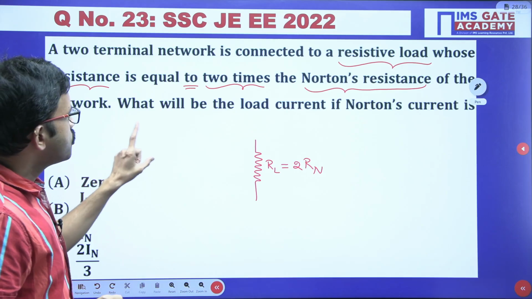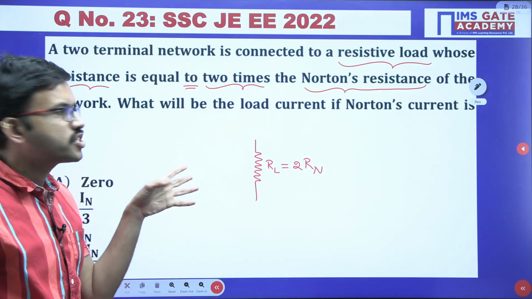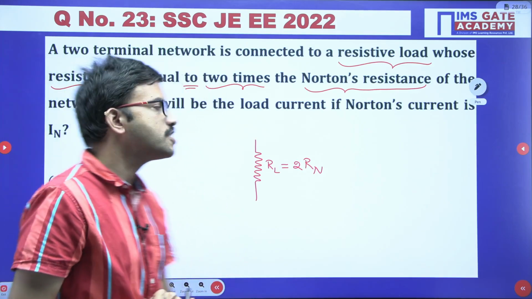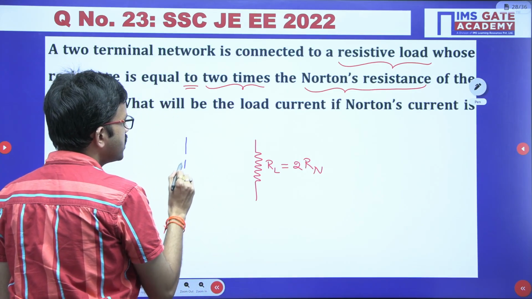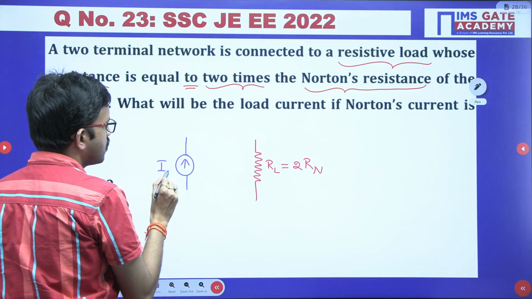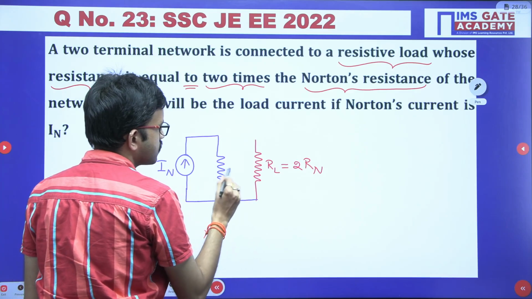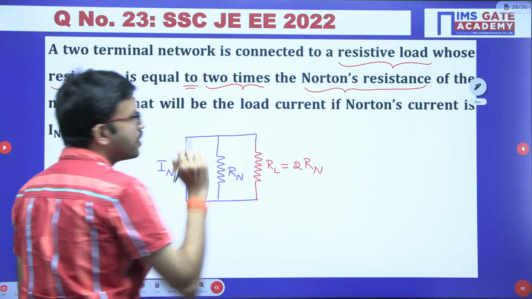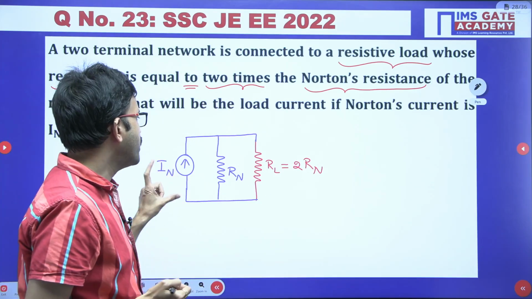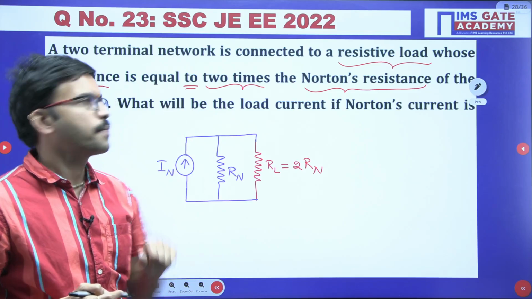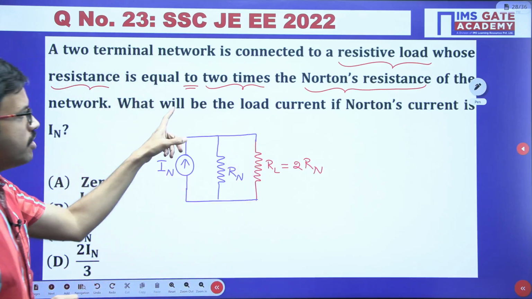Now the question is, whatever two-terminal network you are having, because they have framed the question with respect to Norton's resistance, you can represent that other part of the circuit as an equivalent circuit, a Norton current in parallel with Norton resistance. I hope all of you are getting clarity. Now this is the equivalent circuit. If they had mentioned Thevenin's equivalent, you could have represented a Thevenin's voltage in series with resistance. Right. Now the question is, what will be the load current?